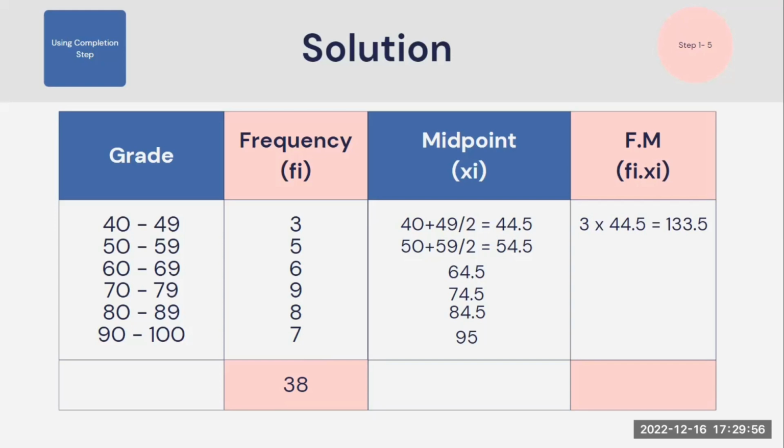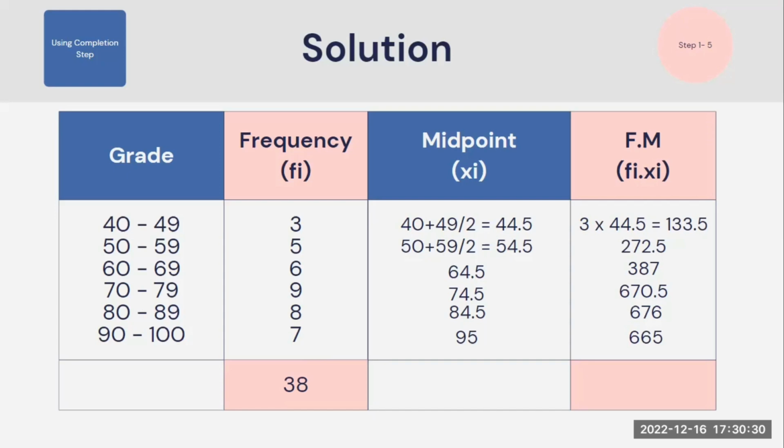At this point, we can see a pattern. The next one is going to be 272.5 and then 387 and then 670.5 and then 676 and then 665.